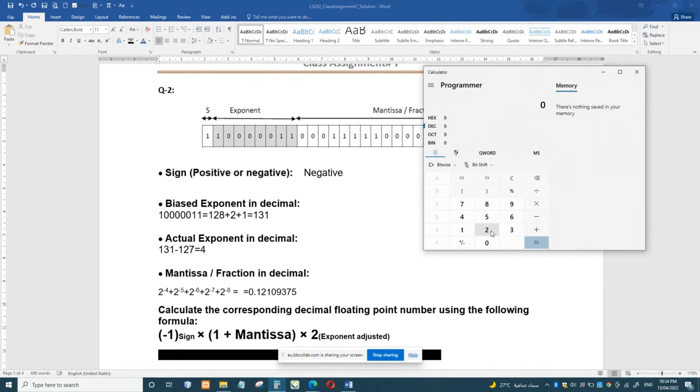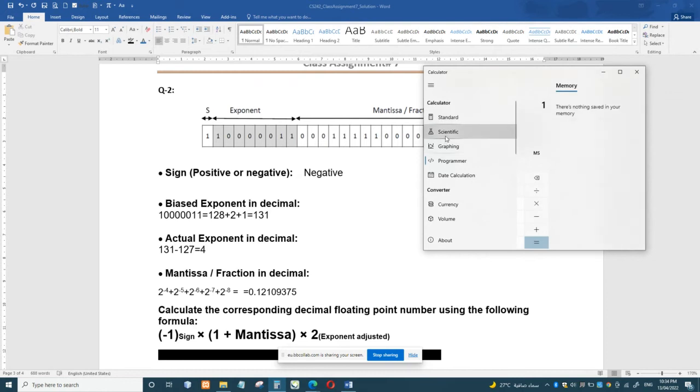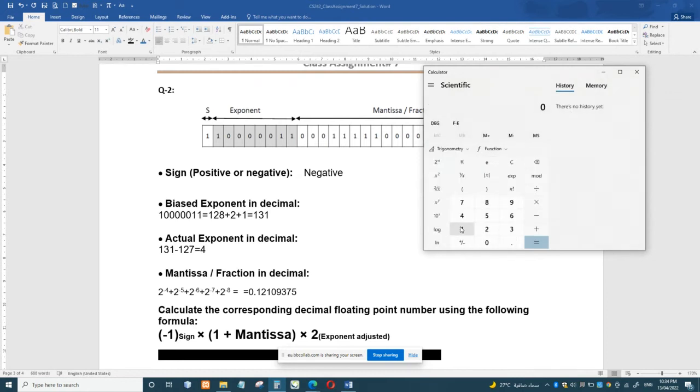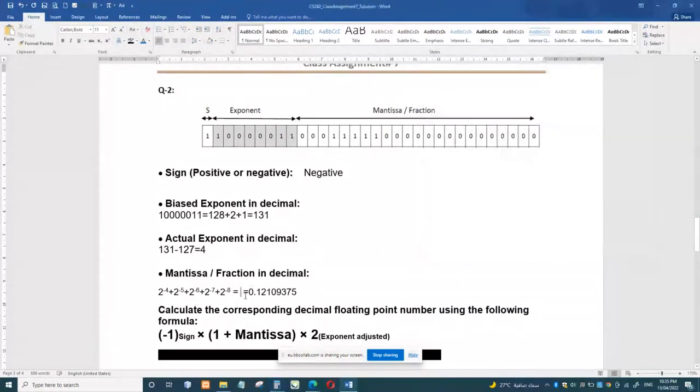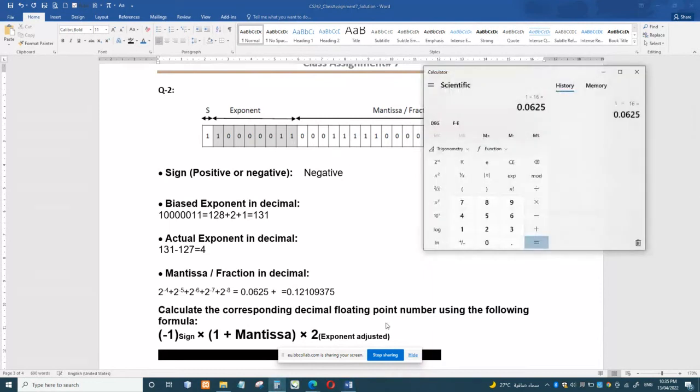To the power minus 4 means 1 by 16, is not it? So 1 divided by 16 is 0.0625. So to the power minus 4 is 0.0625, then plus to the power minus 5. What is to the power minus 5?